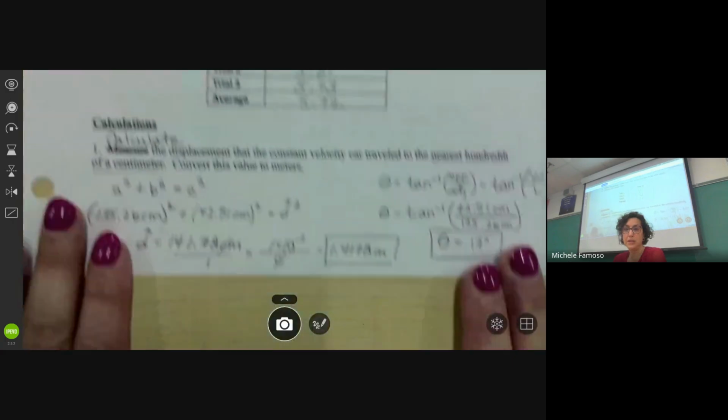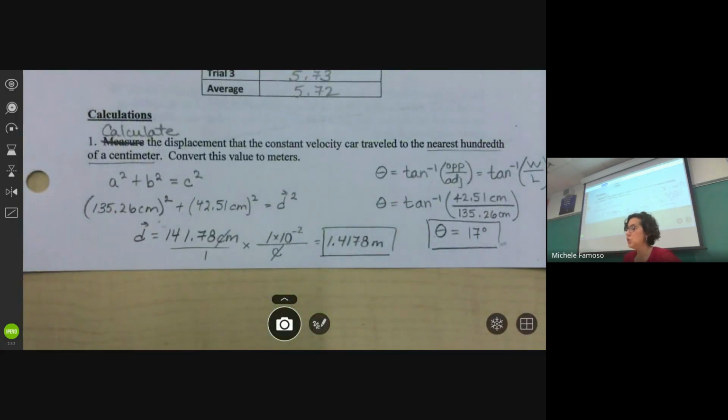So I'll give you a minute to finish working that out. Check with your partners. Make sure you all agree on those measurements, those calculations. And then we'll go on to question 2.